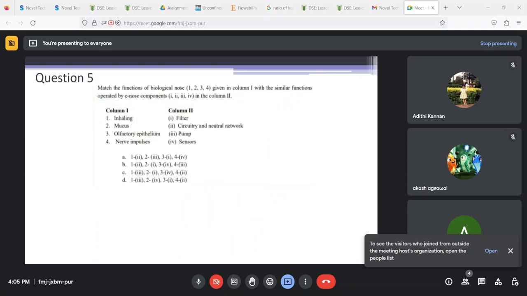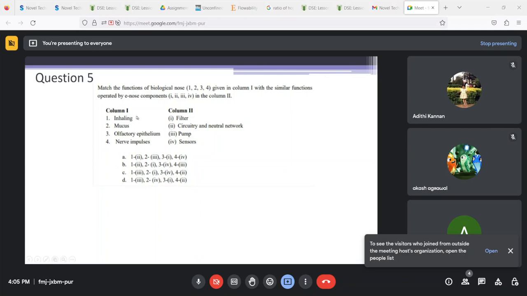Question 5. Match the functions of the biological nose given in column 1 with the similar functions operated by the e-nose components in column 2. Column 1 is your biological nose function, which is inhaling, mucus, olfactory epithelium and nerve impulses. In column 2, you have the components of the e-nose: filter, circuitry and neural network, pump and sensors. So answer C. So inhaling, correct.